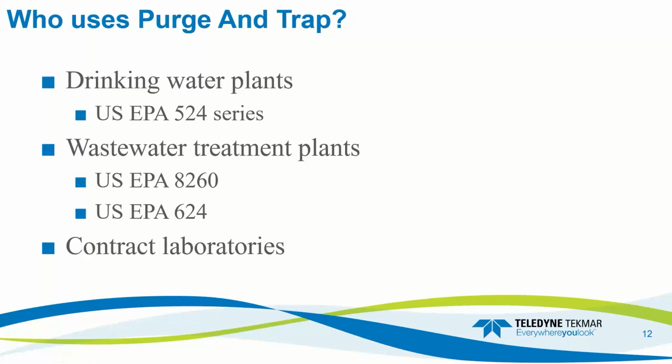So who uses purge and trap? We're talking drinking water plants, who are mainly using the US EPA 524 series of methods, and wastewater treatment plants, that are mainly using the US EPA 8260 or 624 methods, a lot of contract laboratories, and of course, other countries that have their own drinking water and wastewater methods, very similar to the US EPA methods, and they are easily adopted applications for our purge and trap.